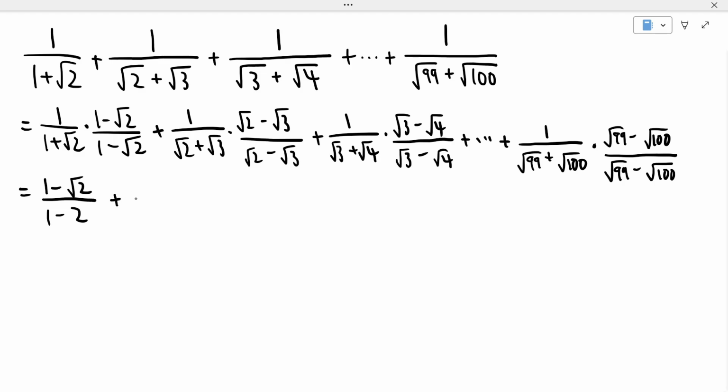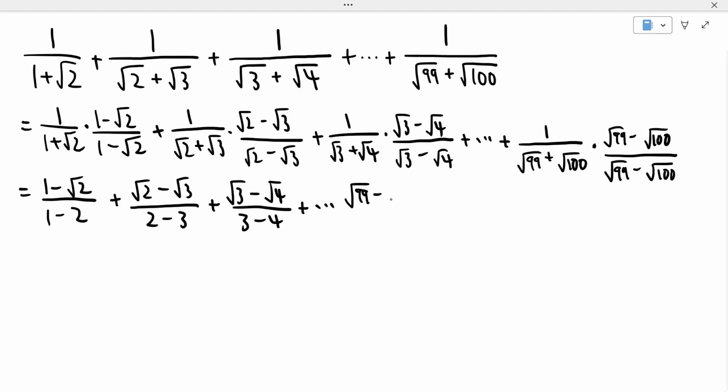The second term is just equal to the square root of 2 minus the square root of 3 over 2 minus 3, and the third term is equal to the square root of 3 minus the square root of 4 over 3 minus 4, and so on. And this continues until the final term, which is equal to the square root of 99 minus the square root of 100 over 99 minus 100.